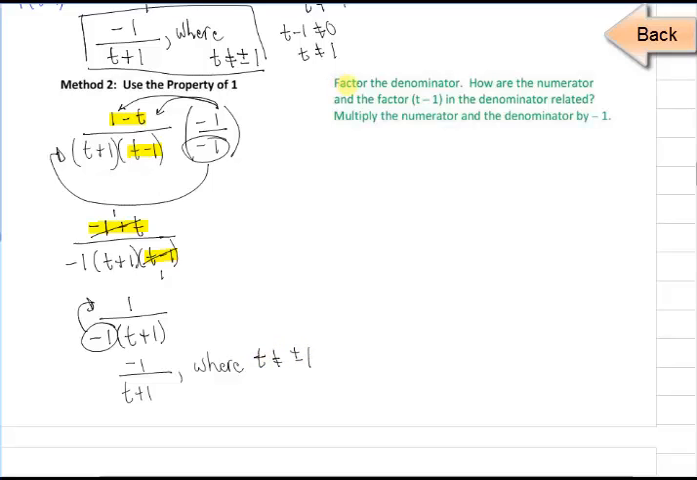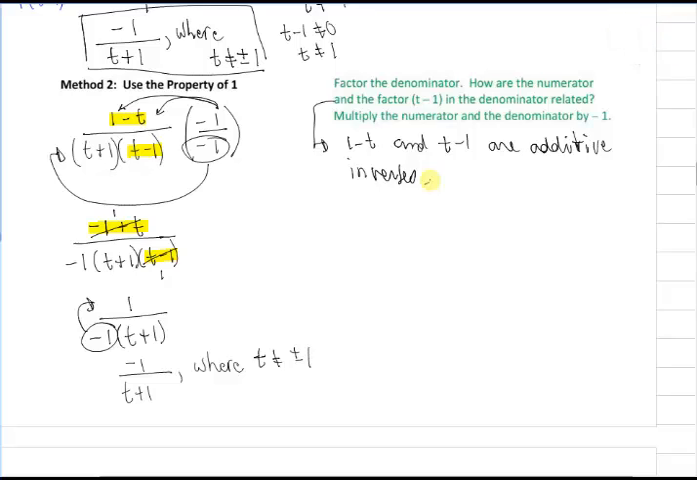So we are going to factor the denominator and then ask ourselves, how are the numerator and the factor t minus 1 in the denominator related? Well, 1 minus t and t minus 1 are additive inverses. So when you see that, the second method that you can employ is to multiply the numerator and the denominator by -1. In other words, -1 over -1. Okay, so that concludes example 2.